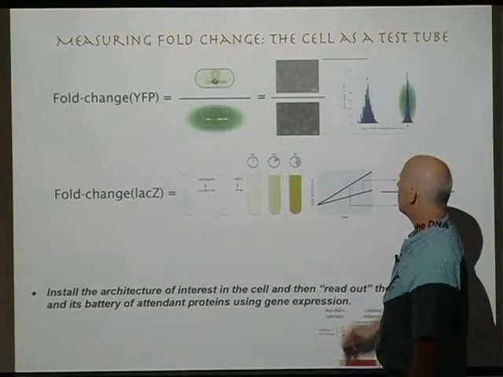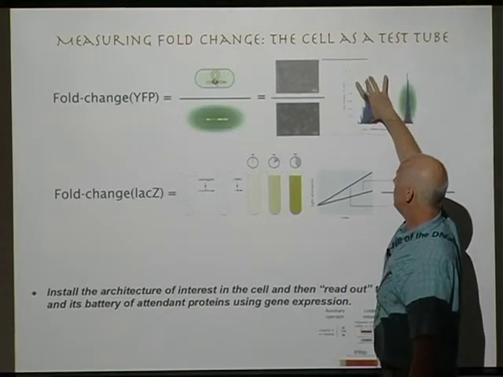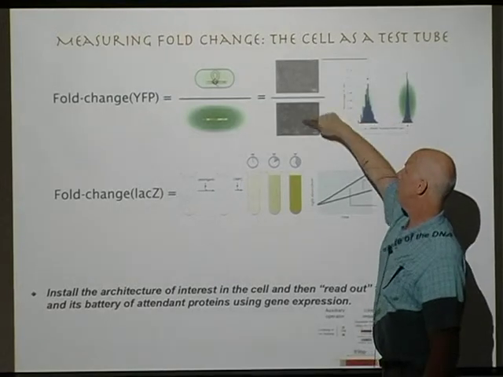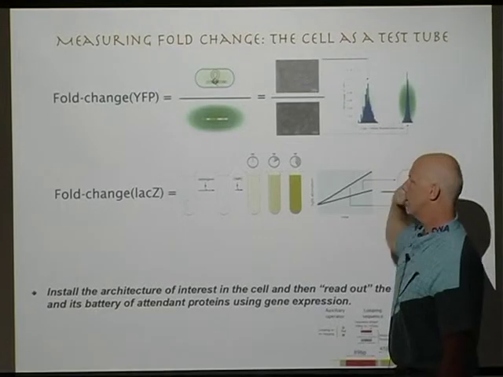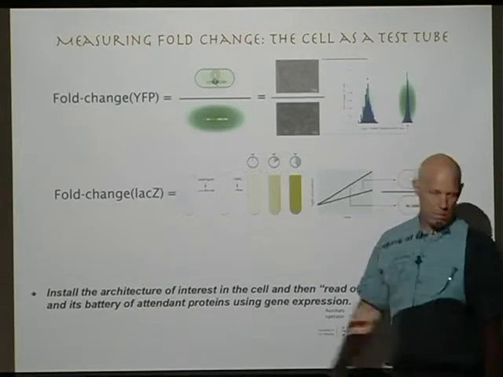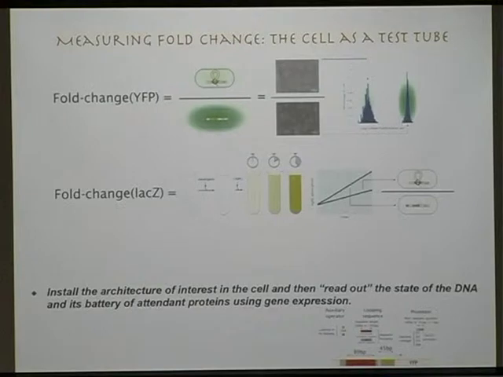There's all sorts of different ways. But at the end of the day, what you're interested in is the mean expression in these 2 different scenarios, and then you construct the ratio. And that's what we mean by the fold change. Now, an alternative scheme, which is more old school, is to use an enzymatic assay.